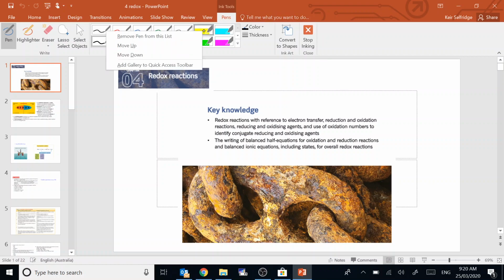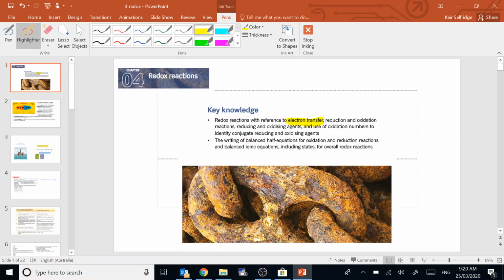So, just to highlight a couple of little things, what we need to know about Redox is that Redox is all about electrons transferring, electrons moving from one thing to another. Later on, we'll do acids and bases, and that's about protons moving. Redox is about electrons transferring.